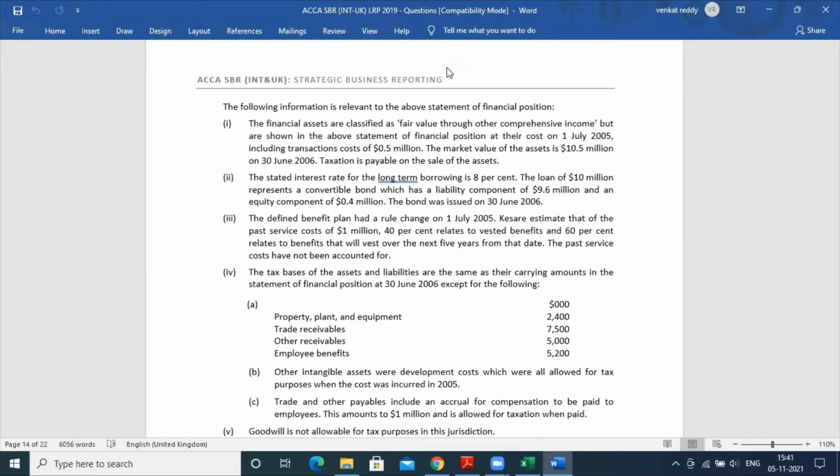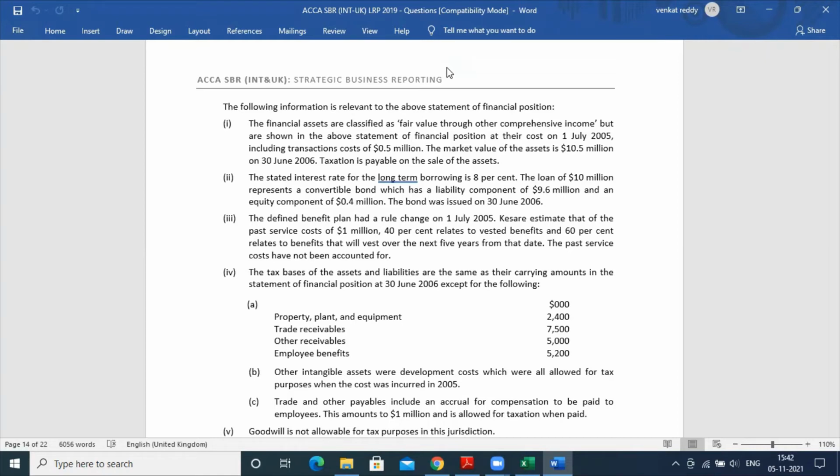The company estimates that the past service cost is 1 million. Now this 1 million, 40% relates to the vested benefit and 60% relates to the benefit that will vest over the next 5 years from the date. And they also mentioned that the past service costs have not been accounted. So if it is not accounted, as per accounting standard 19, employee benefits, we already covered that particular chapter. So as per that, if any past service component is there, we need to include it in the financial statement. But here the company didn't recognize it.